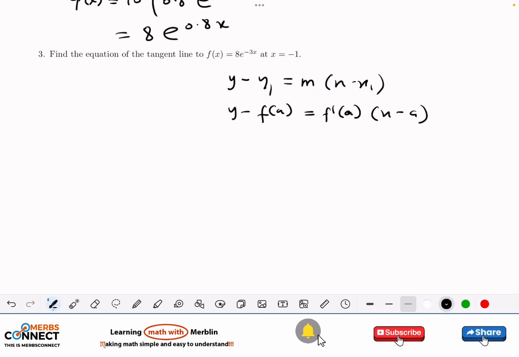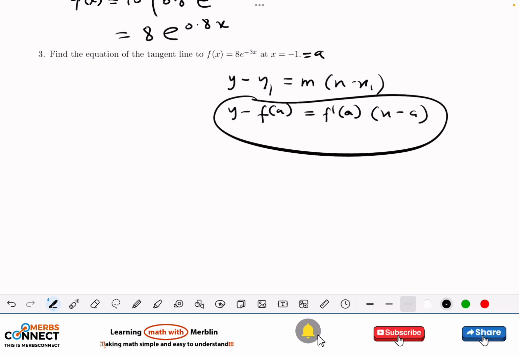Now what you need to know is your a here is the x given, right? So this is equal to a. So if I'm using this one here, then my a is equal to -1. This one helps me to know all the things that I need. When you write the other one, sometimes you get confused because you won't even know your x1, your y1, getting confused with everything, right? So it's good to go with this one.